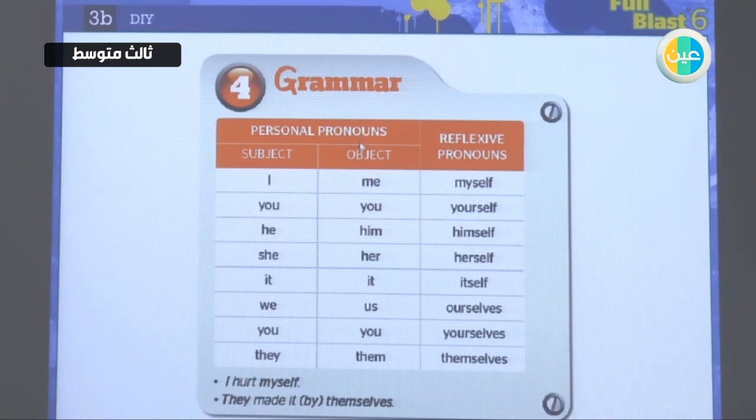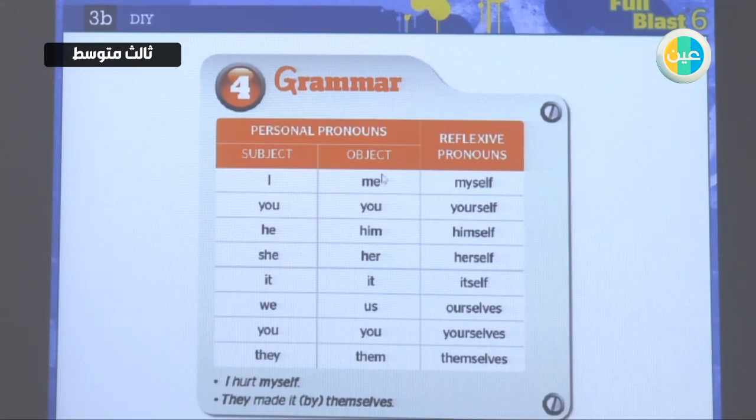For example, if I say Reem and Sarah are playing football, they are playing football. Look at them. So I used they instead of the subject Reem and Sarah. Look at them. Them refers to Reem and Sarah. So we have subject pronouns and object pronouns. The subject pronouns usually come before the verb, while the object pronouns usually come after the verbs.